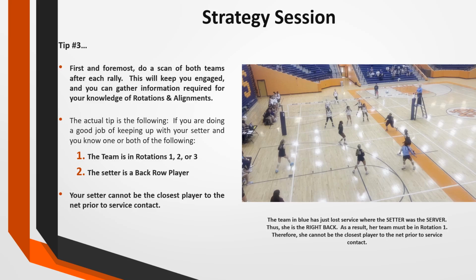The team in blue lost service where the setter was the server. Thus, she's the right back. As a result, her team must be in rotation 1. Therefore, she cannot be the closest player to the net prior to service contact. And as we learn from rotations, when a team is in rotation 1, our setter is the right back. So therefore, prior to the serve being contacted, our right back setter cannot be closer to the net than the right front.